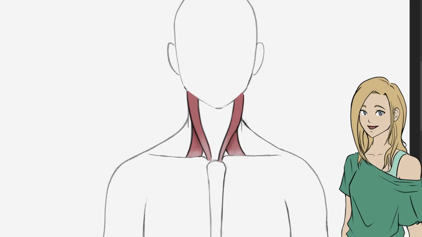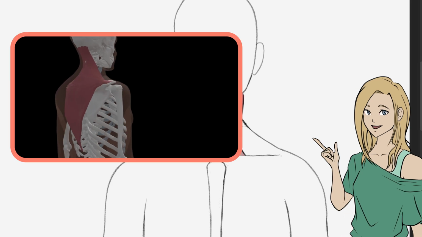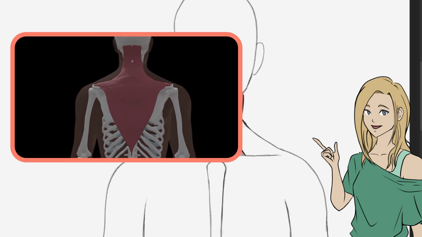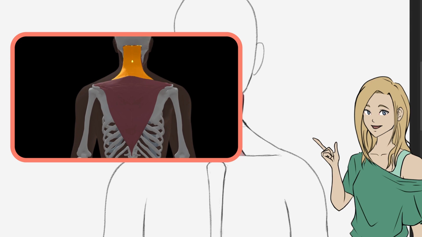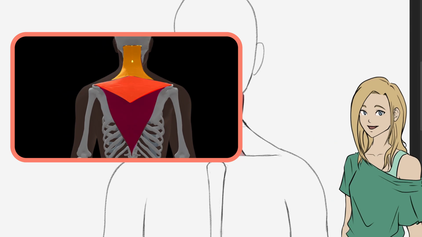Alright, let's talk about the trapezius muscle. This is one of the most noticeable muscles on the back, and it plays a major role in how we move our shoulders and support our posture. The trapezius is a large, flat muscle that stretches from the back of your head and upper spine all the way out to your shoulders. Think of it as having 3 parts: the upper, the middle and lower fibers.